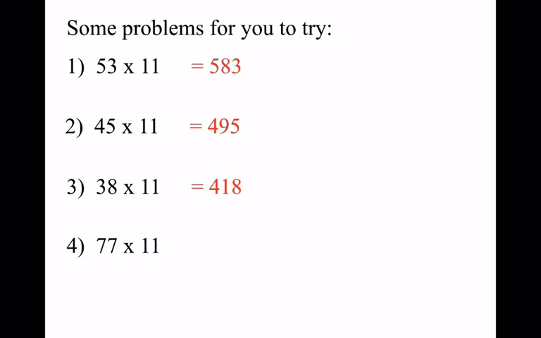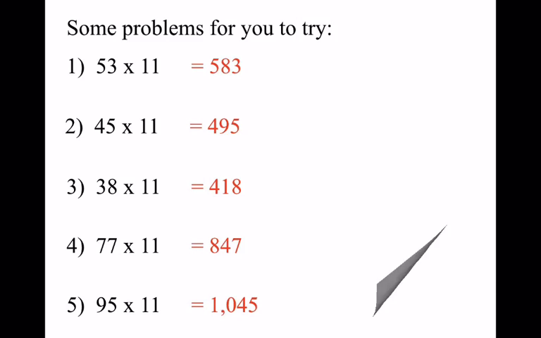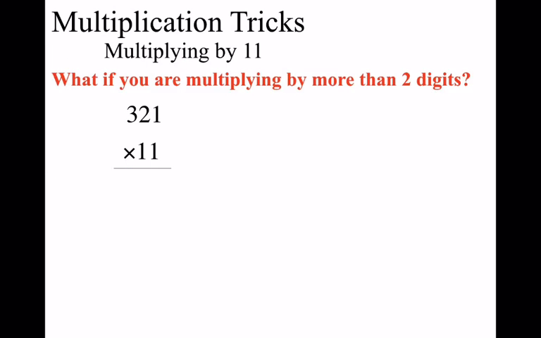53 times 11, of course, is 583. 45 times 11 is 495. 38 times 11 is 418. 77 times 11, and number 3 and 4 are the ones where we have the two digits add up to be 10 or more, so we have to put the ones digit in between and carry the tens digit. So 77 times 11 is 847. And then number 5, 95 times 11 is 1,045.